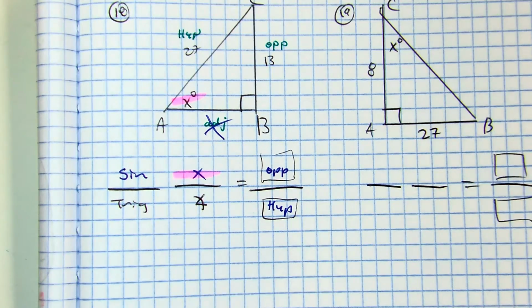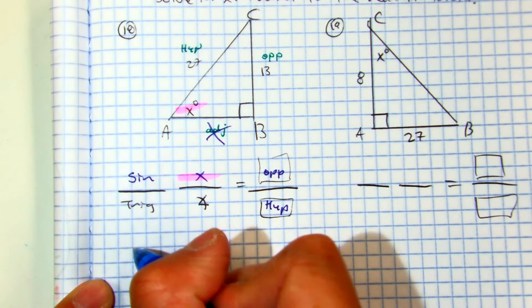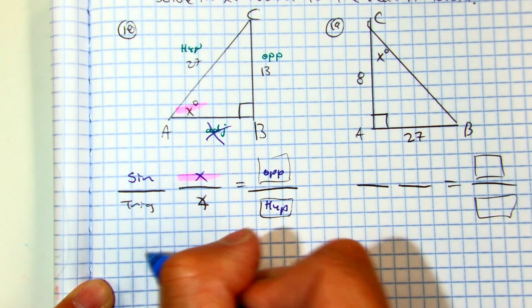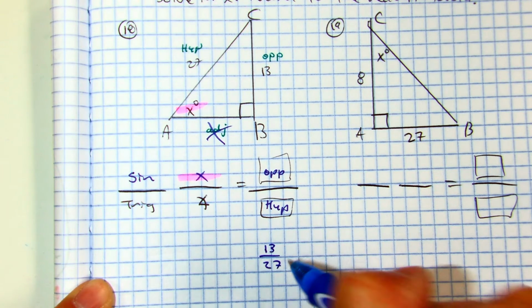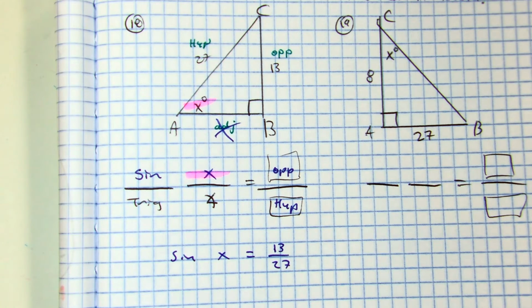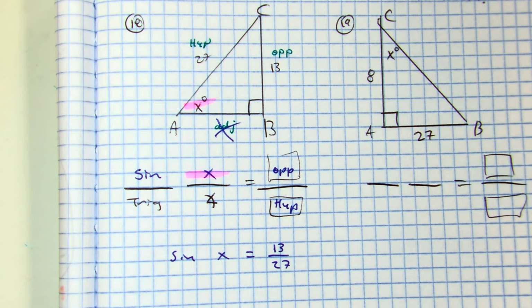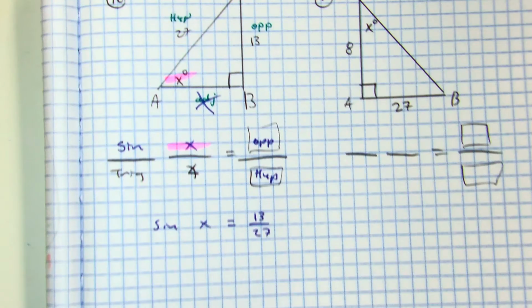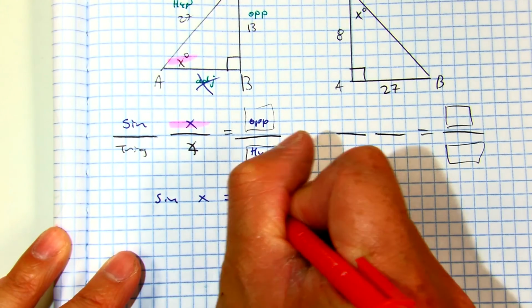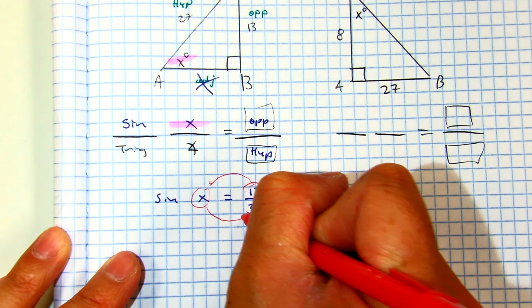Sophie, go ahead and fill in all the information that we have. So repeat. 13 over 27. Yep. Sine x. Partner B, tell partner A, what do you do next? Melissa, what do we do here? The inverse.